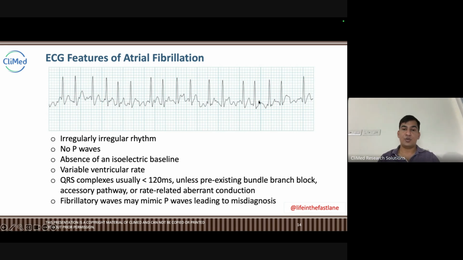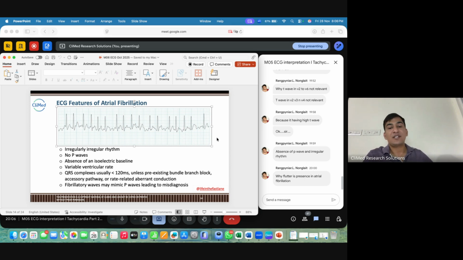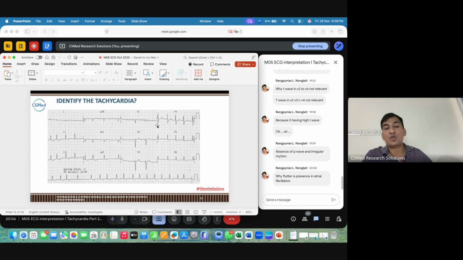Did you understand, guys, here? Why is flutter present? No, flutter is not present. This is not flutter. If you look at only one lead, V1, you can see flutter-mimicking waves. But this is not flutter. If this were flutter, it would be everywhere, in the whole ECG. But here you can see it is fibrillation, not flutter. Flutter-mimicking waves are there in V1. That's all.